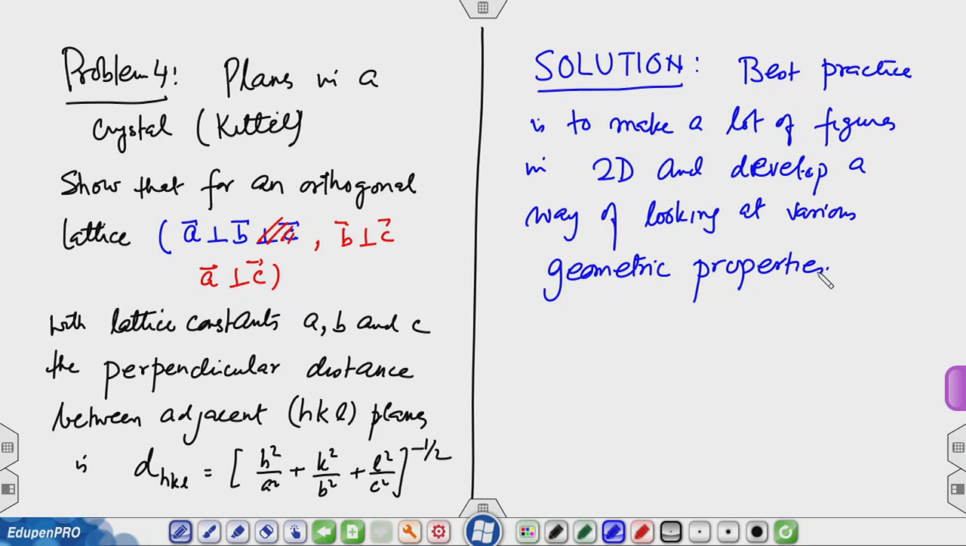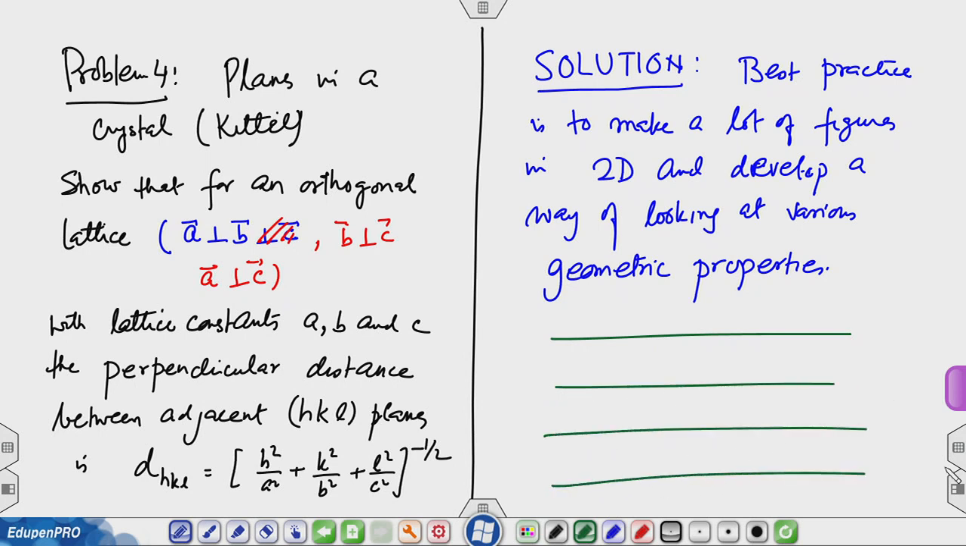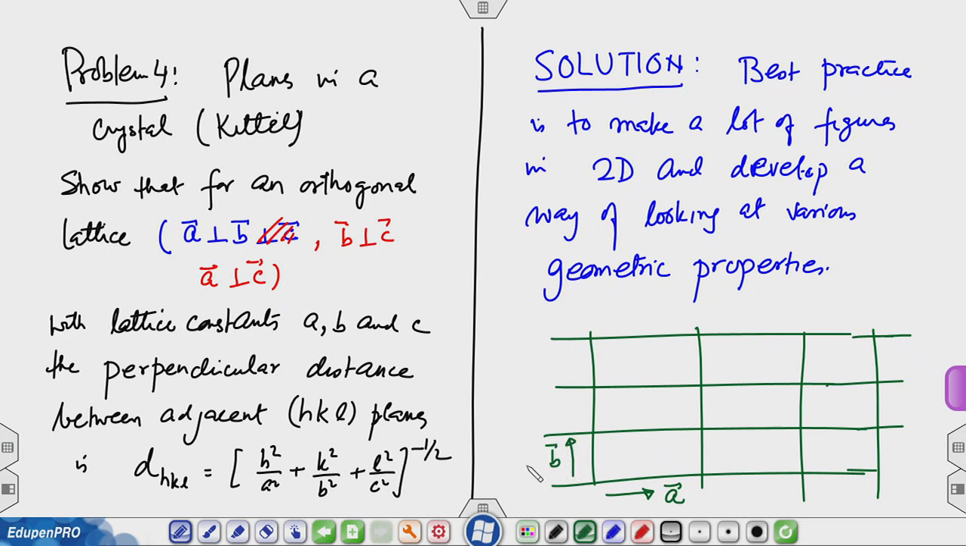So, again in this problem also I am going to do the same thing. I am going to take a 2D orthogonal lattice. So, A and B are going to be perpendicular to each other. Let us say the direction in horizontal direction is A and this one is B. These are the basis vectors. Okay, so, let me make A more carefully. This is from one lattice point to the other. This is my A vector.